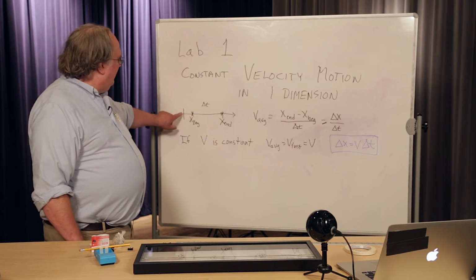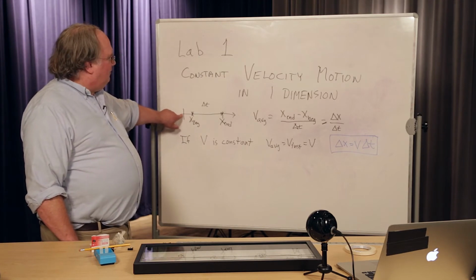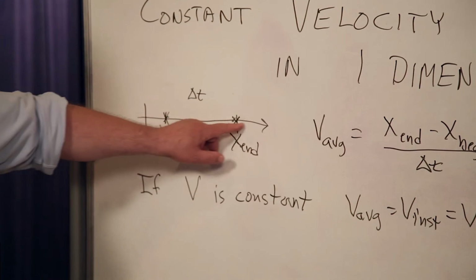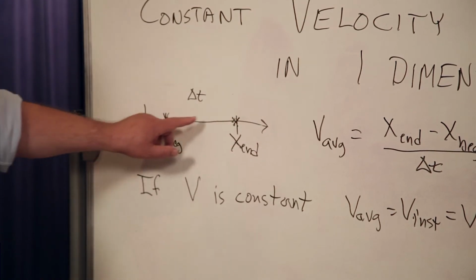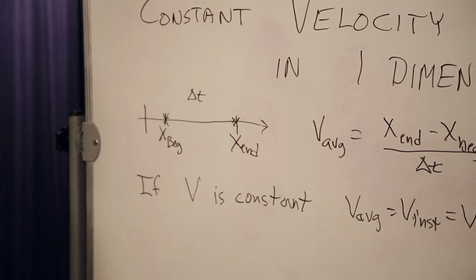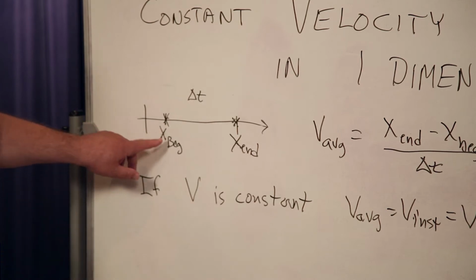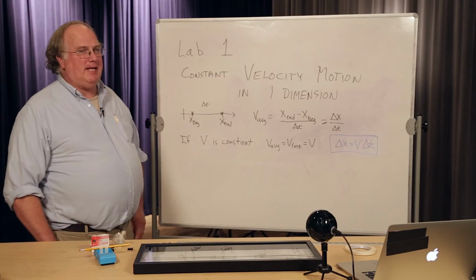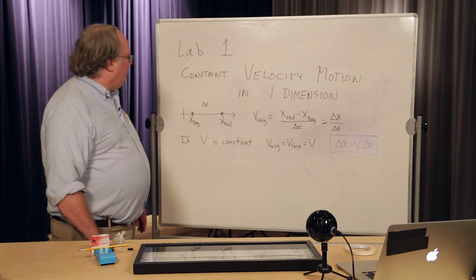A number line has a place where the coordinate is zero, and then it has a straight line, and as you move along that line, the coordinates get bigger and bigger and bigger. Coordinates for this are generally known as x, but you can call them whatever you want.